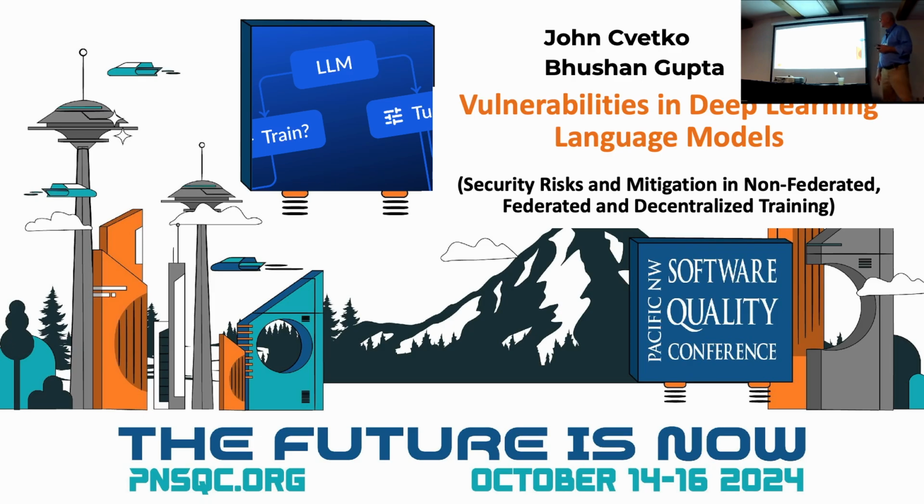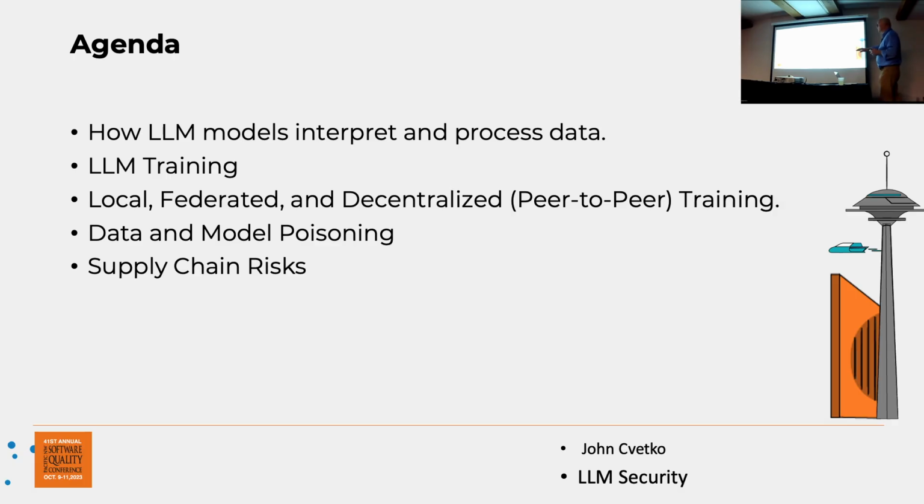So today I'd like to talk about, so the goal is to get to the fourth bullet, data and model poisoning, right? But to get to the fourth bullet, I have to do the other three bullets. And so I have to give a foundational piece, right? And then how it's trained, the LLM, and then talk about the different configurations, right? And then we'll get into data and model poisoning. And then we'll talk about supply chain risks.